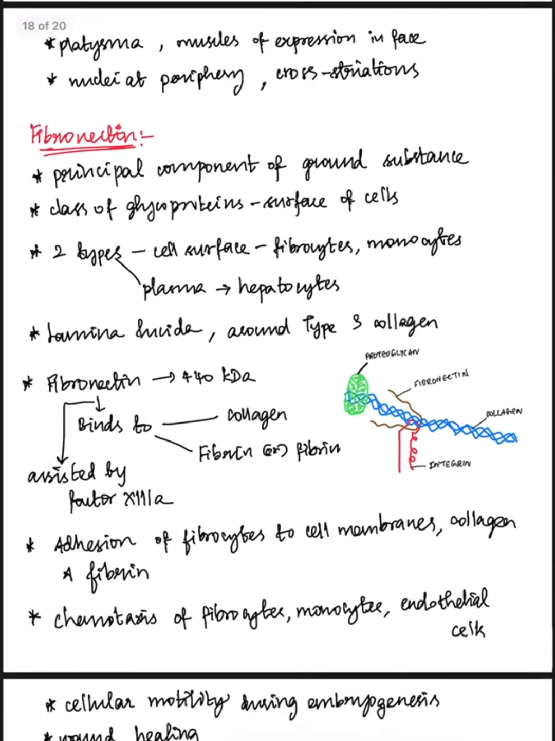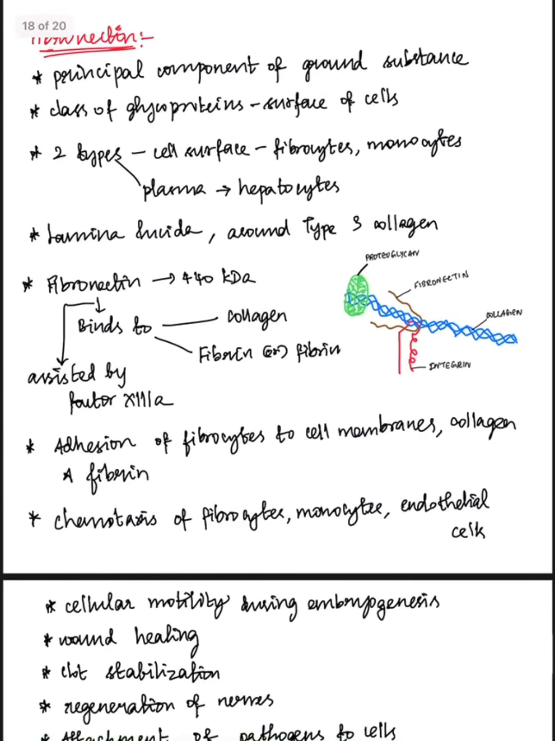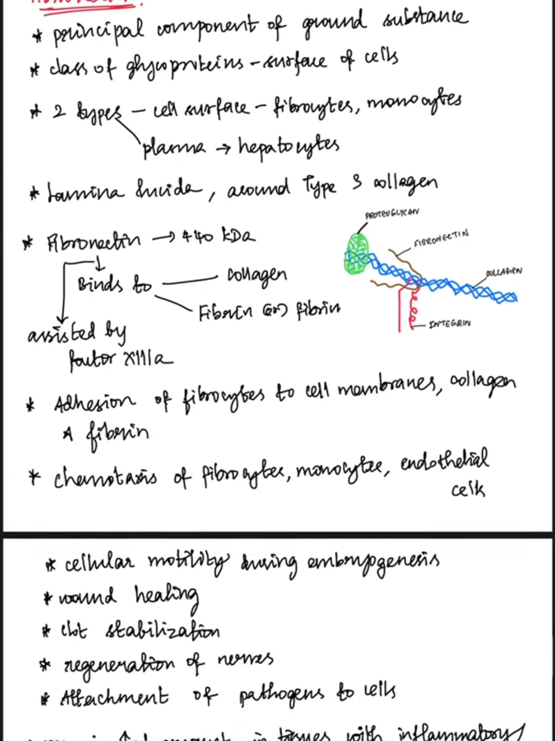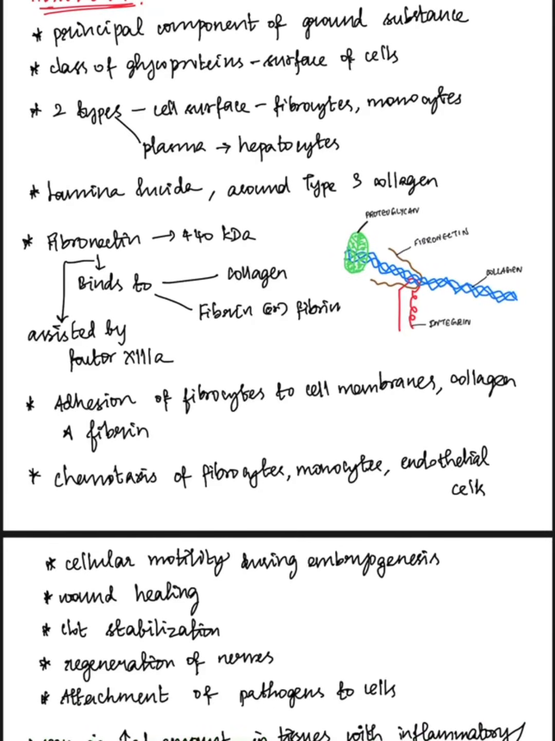Here's a small mention about fibronectin. Fibronectin is a principal component of the ground substance. It is a class of glycoproteins and is present on the surface of cells. There are two types: cell surface fibronectin and plasma fibronectin. Cell surface fibronectin is mainly present on fibrocytes and monocytes, whereas plasma fibronectin is mainly produced by hepatocytes. Fibronectin binds to collagen, fibrin or fibrinogen, and this binding is assisted by factor 13A.